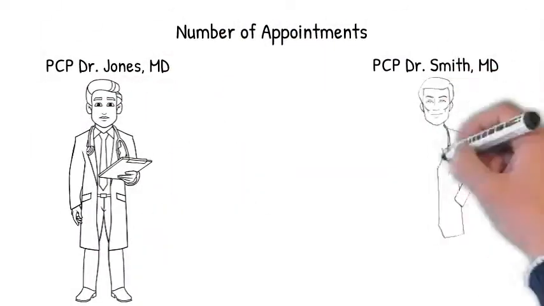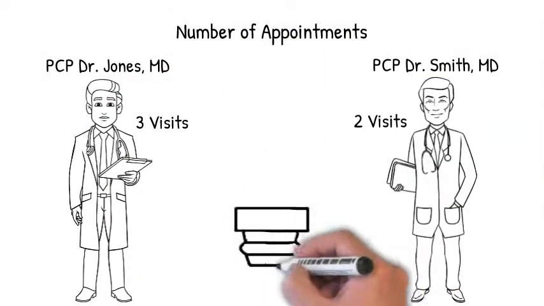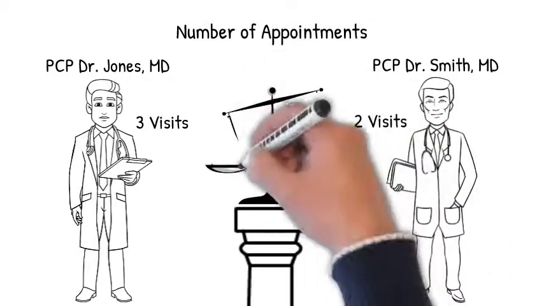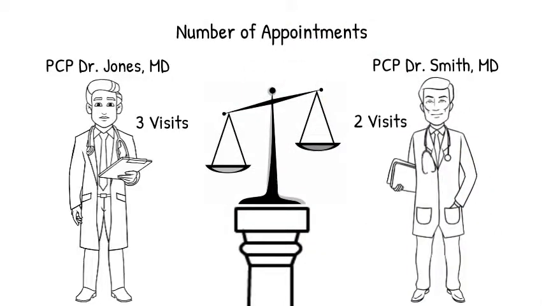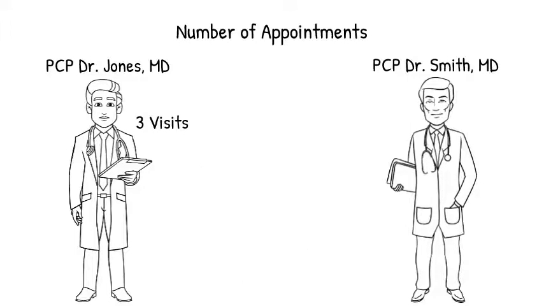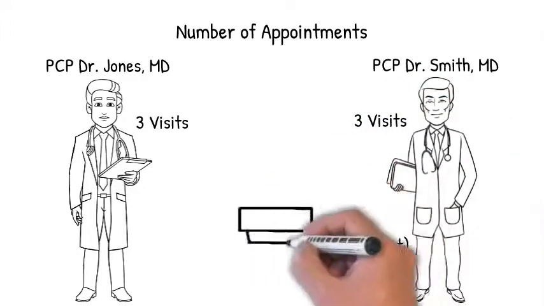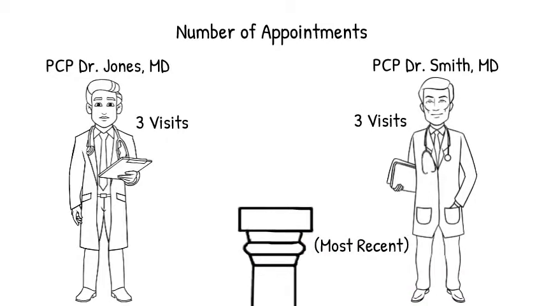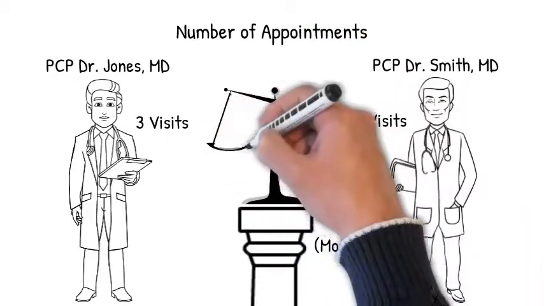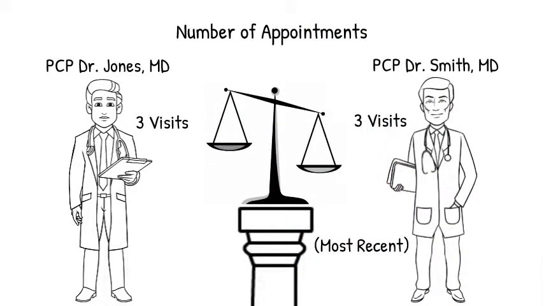Finally, the number of appointments with each provider is considered if a patient has seen more than 1 MD PCP over the course of the year. In cases where 2 PCP MDs have seen the patient the same number of times over the course of the year, the provider with the most recent visit will gain attribution of the patient.